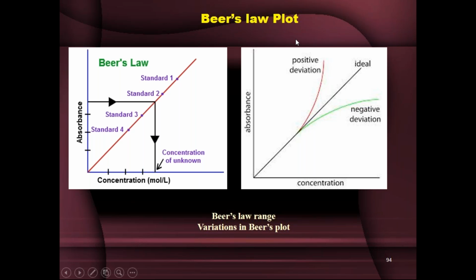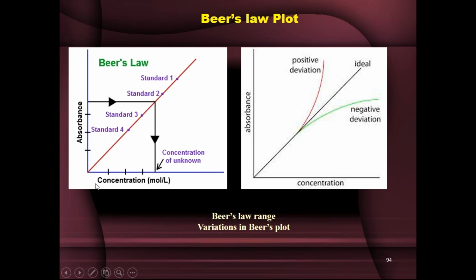Now, to construct a Beer's plot, you have to make a number of standard solutions of the given substance. What is a standard solution? A standard solution is one in which you know what is in the solution and how much of it is there in what volume. That means you know the content of the solution, and you also know the concentration of that substance in solution.